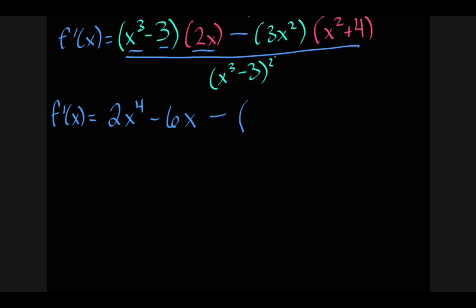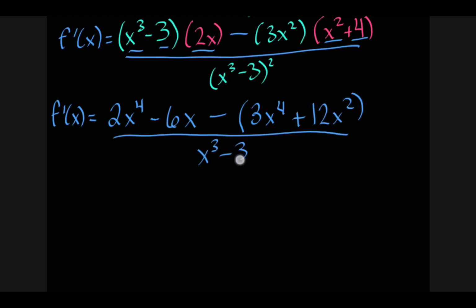Minus, I recommend always leaving this second term in parentheses when you multiply them in, because this negative is going to change everybody's sign in the end. So 3x squared times x squared and times 4. 3x squared times x squared is 3x to the 4th, and 3x squared times the 4 is plus 12x squared. And like I said before, just leave your denominator as it is.